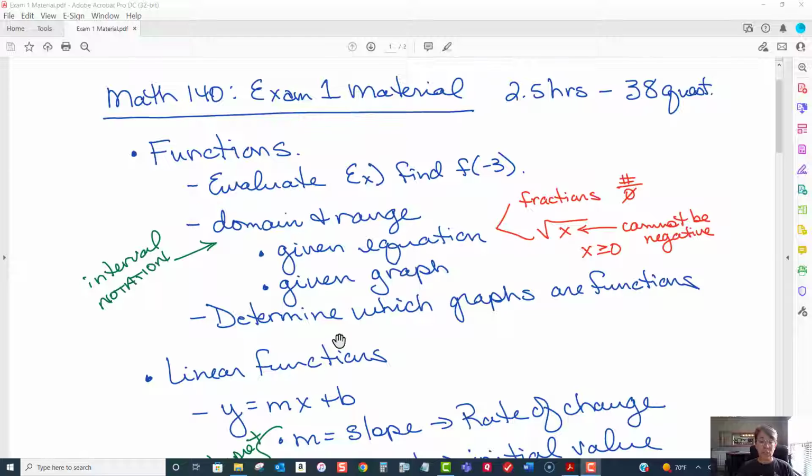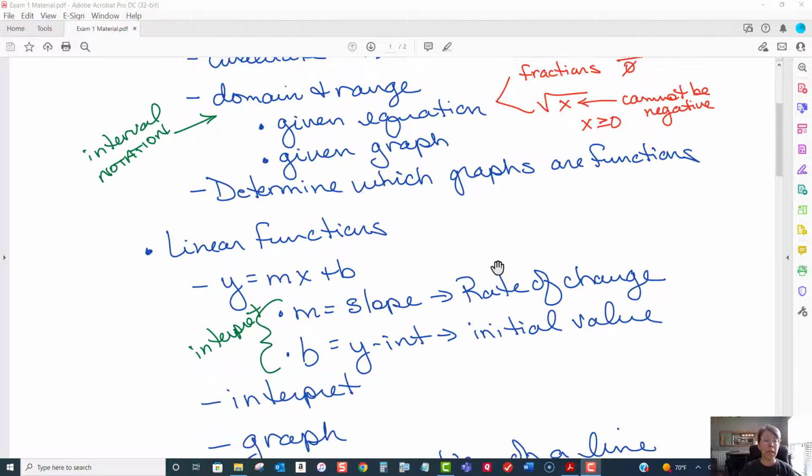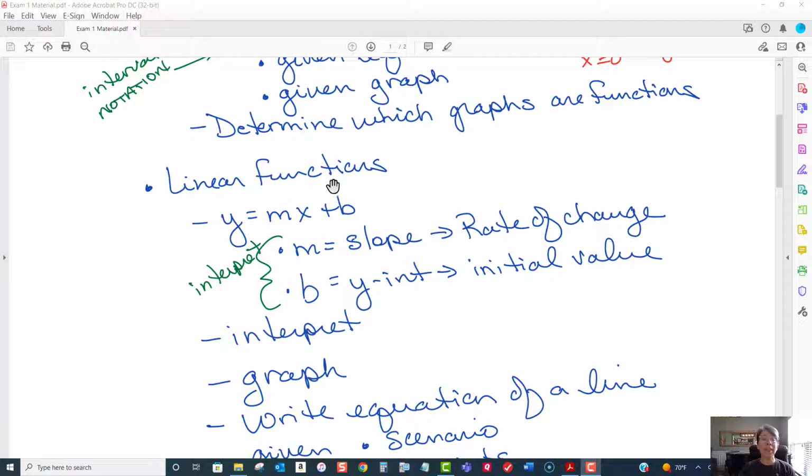You also need to be able to look at a graph and tell me whether or not it's a function. Don't forget to use the vertical line test. If it hits the graph more than once with that imaginary vertical line, then it is not a function. Then we also talk about linear functions.